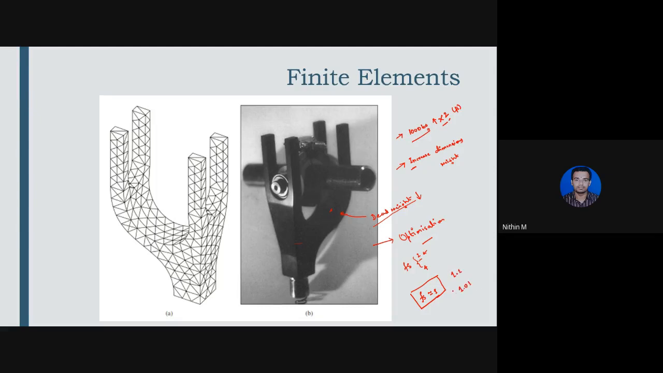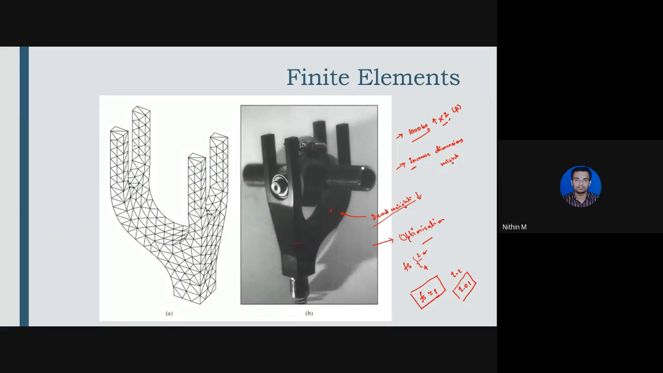So what is the advantage of doing this? The advantage is the dead weight of the body will be reduced. So this is one advantage. In order to optimize this, we will resort to the finite element method. So basically what you are seeing on the left is the finite element model of the prosthetic that was developed.